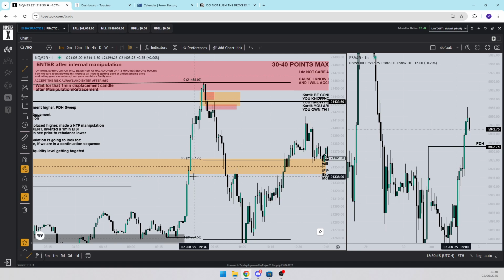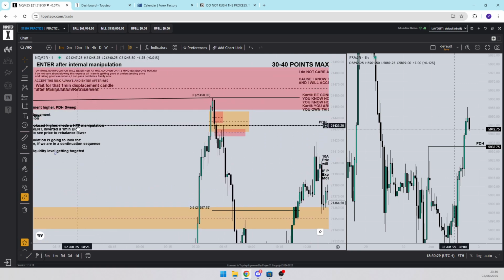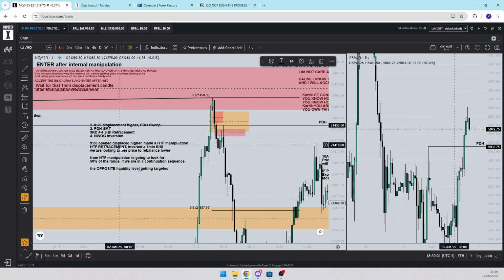You enter at 950, you're in at 952. That's how easy it is to get 30 points, to be honest. So we're looking for speed and efficiency. Just let me go back there. So we do have all these confluences on our side.